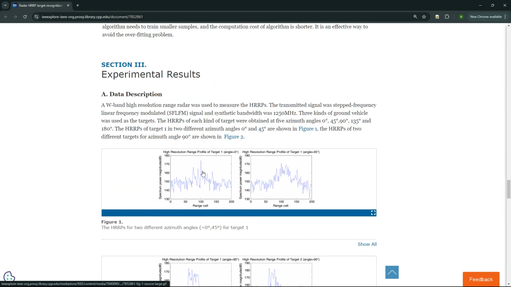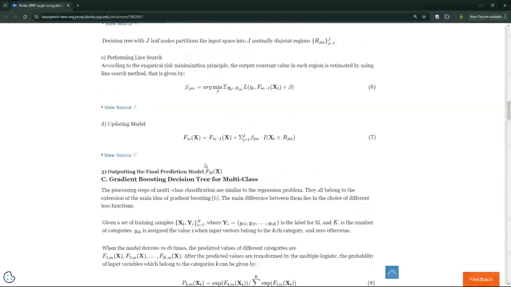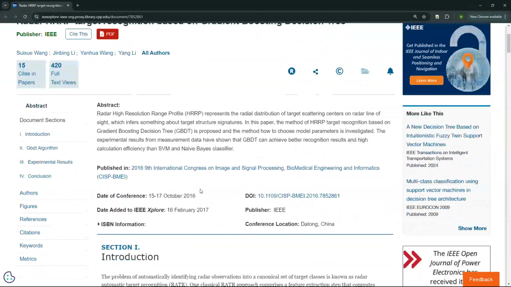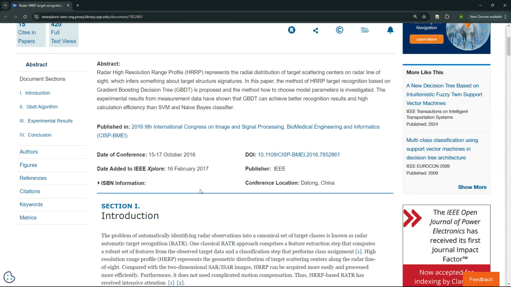But they showed, by the way, this paper is from, let's see, 2016, that classifiers can be built in order to classify using features that are extracted from range profiles, which is something that lately has been picking up in the AI radar regime, I would say.